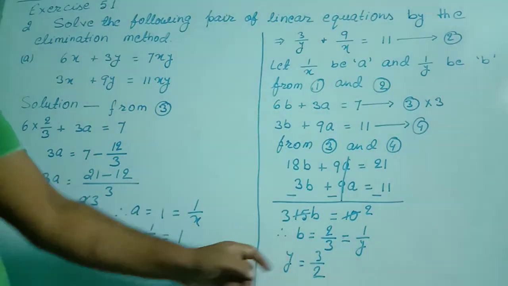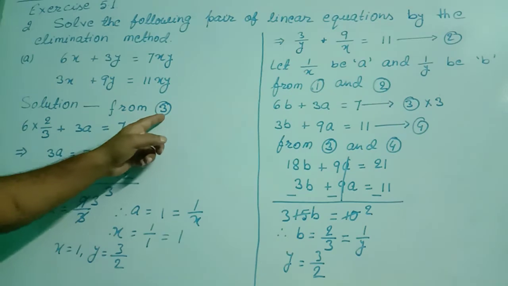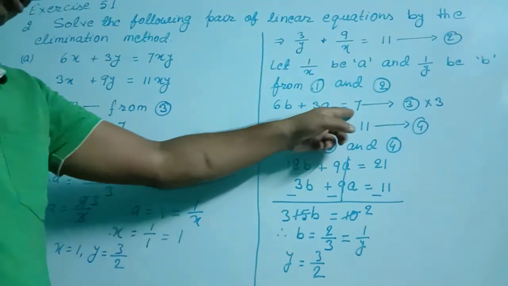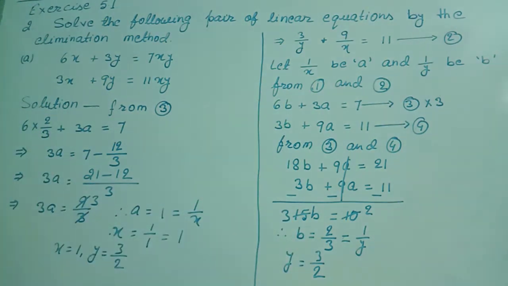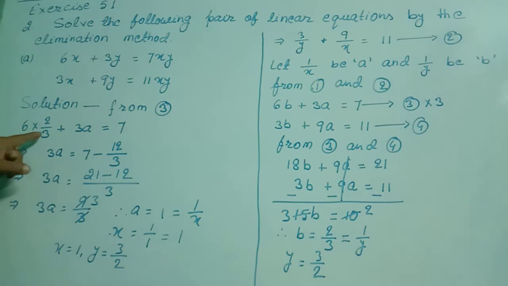After getting this value, I used equation number 3, and in this equation number 3 I kept the value of b equal to 2 by 3. So I got 6 into 2 by 3, because here is 6b, at the place of b, 2 by 3 is kept. 6 into 2 by 3 plus 3a equal to 7. 3a equal to 7 minus 12 by 3, 6 2 are 12, 12 by 3.